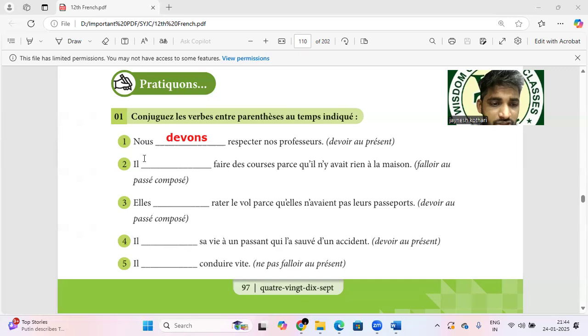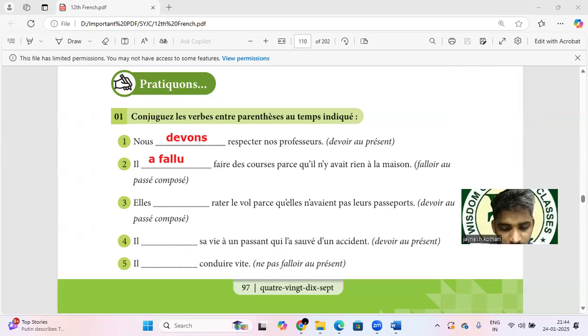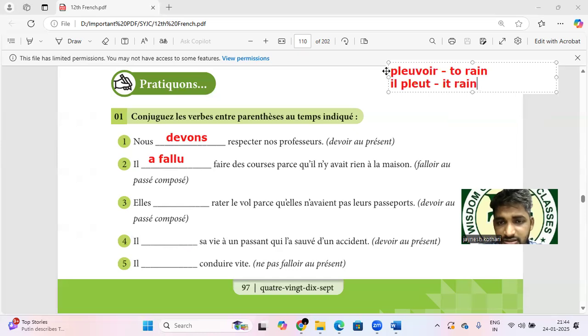Second one, falloir and passé composé. So again, students, falloir verb. If you know, pleuvoir verb, pleuvoir, to rain, it has only one conjugation. Il pleut. It rains. Similarly, neiger verb. Neiger means to snow. It has only one conjugation, il neige. It does not have 8 different conjugations. Okay, it snows.